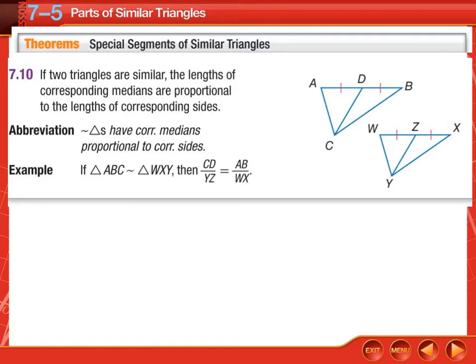A third theorem here is all about the medians of triangles, similar triangles specifically. And remember, a median is when we draw a segment from one vertex to the opposite side, specifically to the midpoint. So here D is a midpoint and Z is a midpoint. And the diagrams show that, showing that AB is being bisected here into two congruent segments.